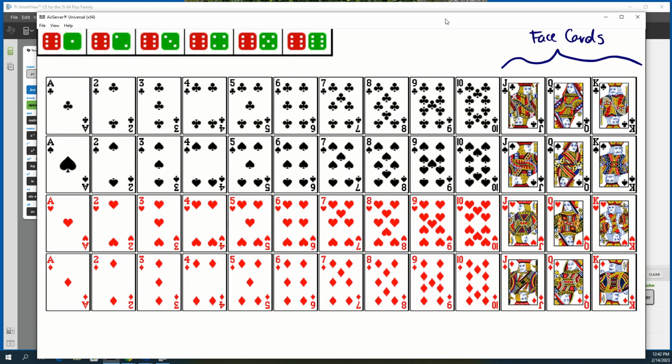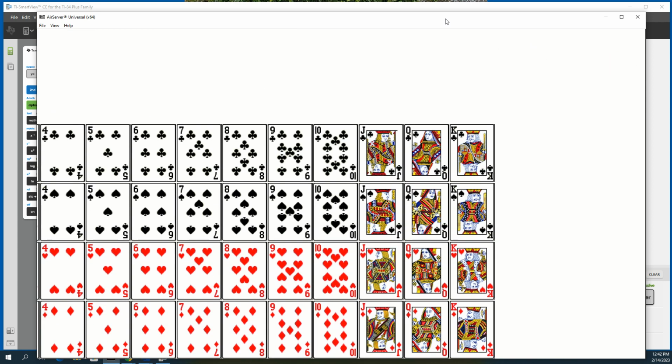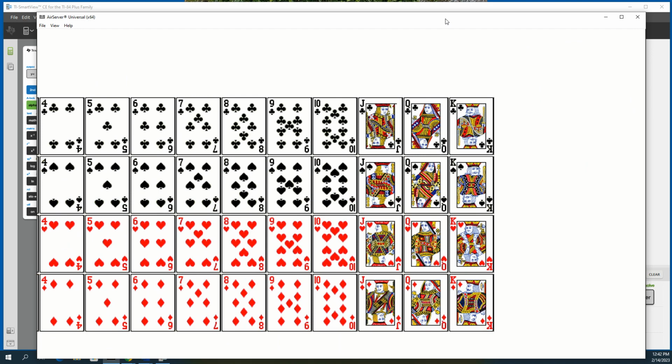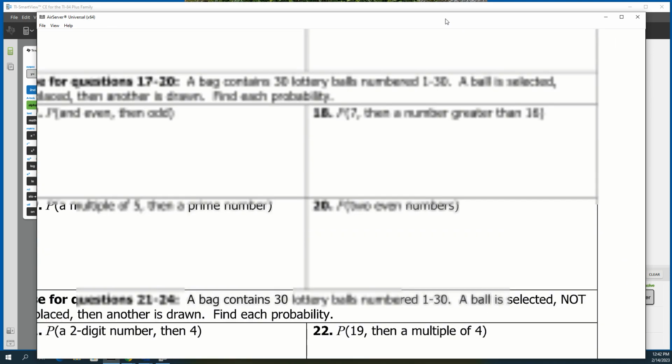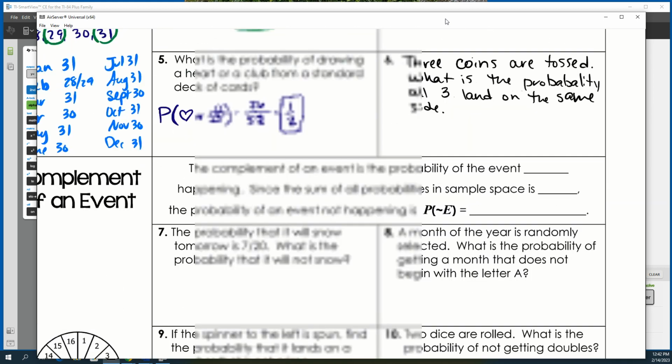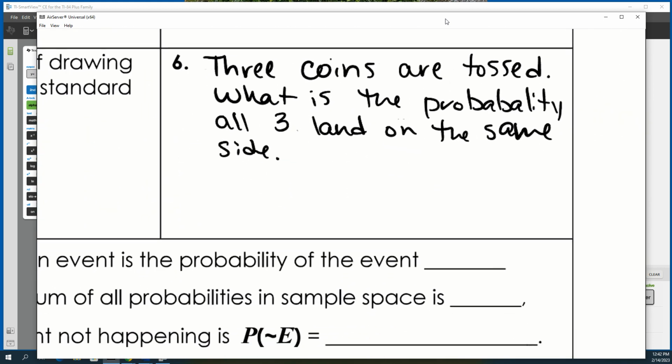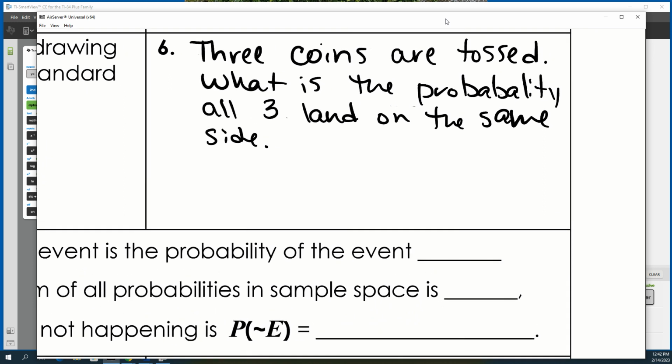Okay, so let's get back to 3 coins. I moved that for some reason. That's okay. All right, so 3 coins are tossed. What is the probability that all 3 land on the same side? So all 3 are heads or all 3 are tails. So what I'm going to do over to this side, and I would write this down because you have more questions about these 3 coins, is write down all the possibilities you can get when you toss 3 coins.